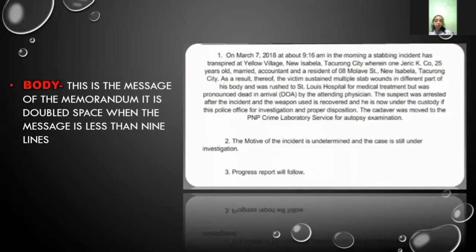Body. This is the message of the memorandum. It is double-spaced when the message is less than 9 lines. Sa body, dito nakalagay kung ano yung nilalaman ng memorandum mo. Kung ano yung message na nilalaman ng memorandum mo.